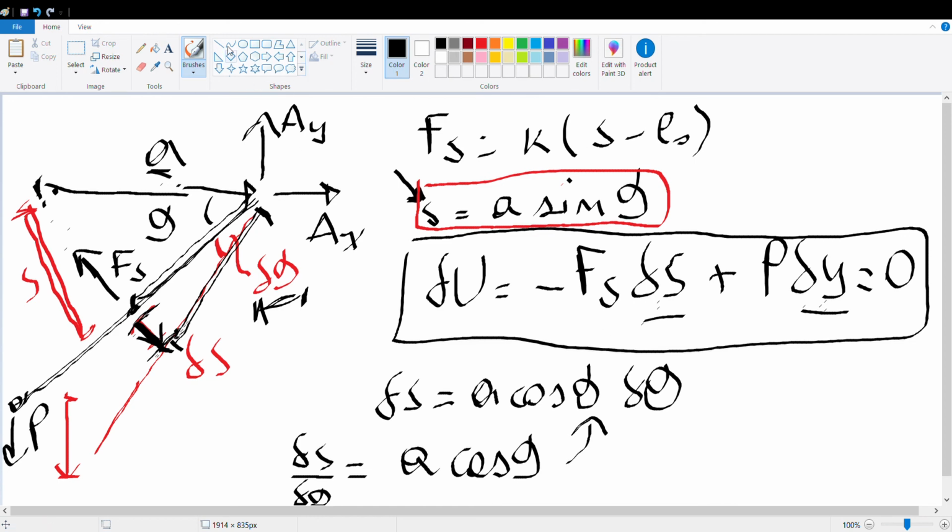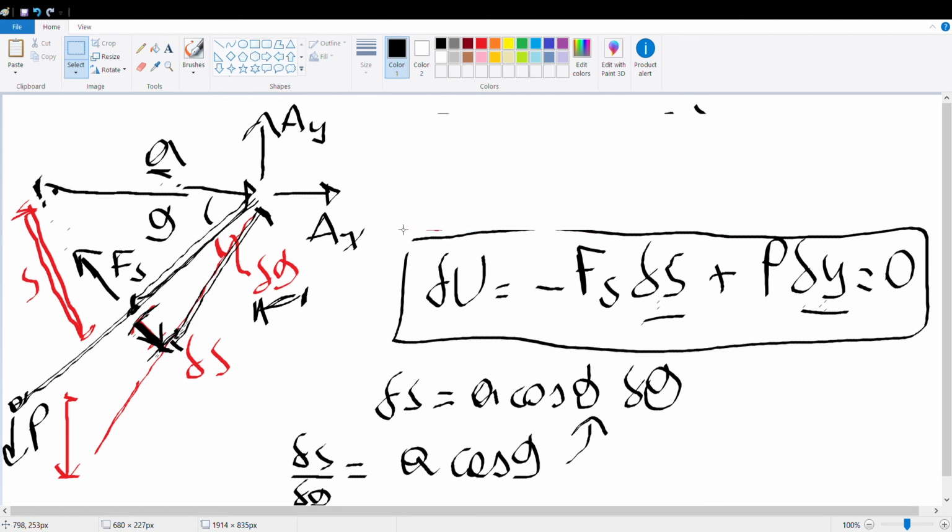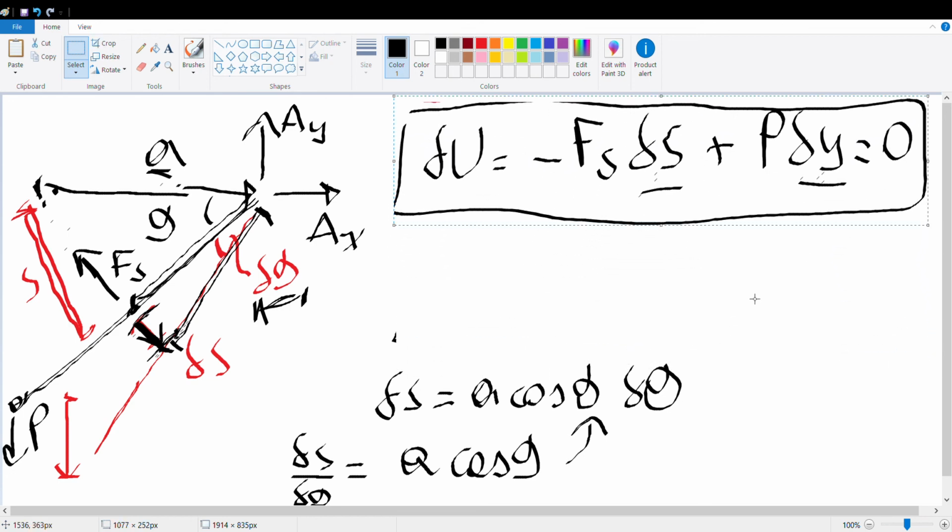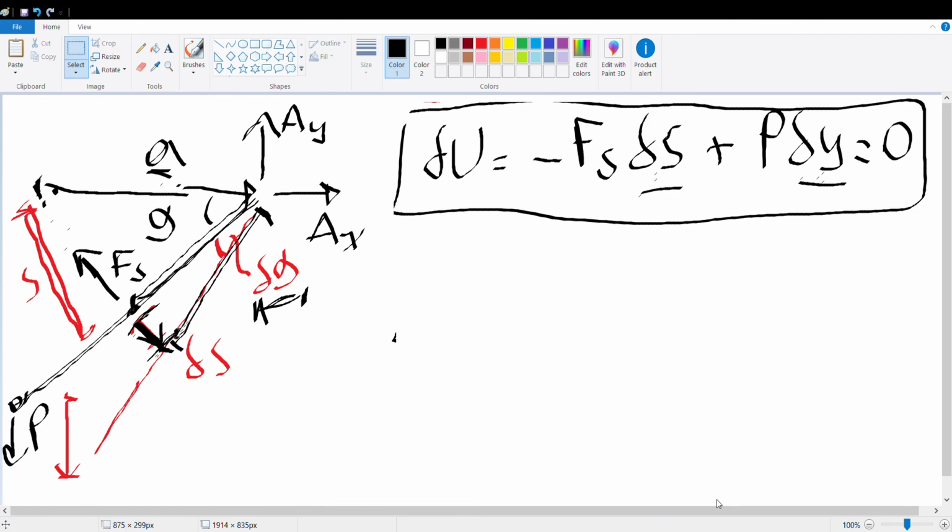So now the next step is to express delta y as a function of delta theta. So let me make some room. I will keep the virtual work equation because the virtual work principle is the most important part. It's the one that you always have to keep in mind, and you always have to write it down. Now I want to express delta y as a function of delta theta, so let's do directly the geometrical approach.